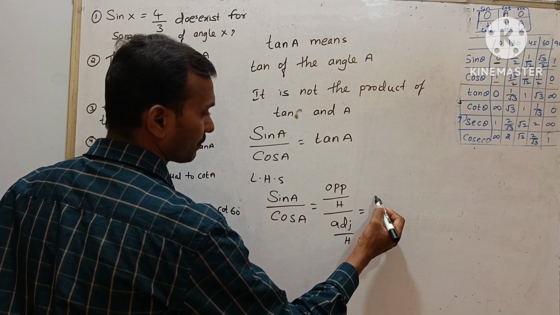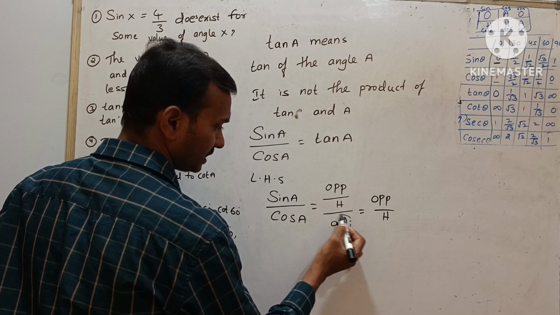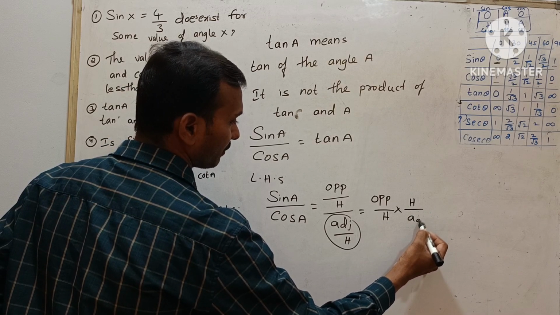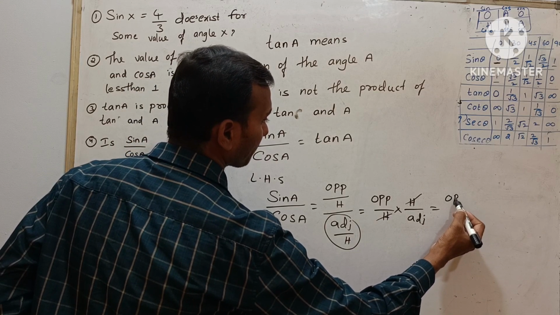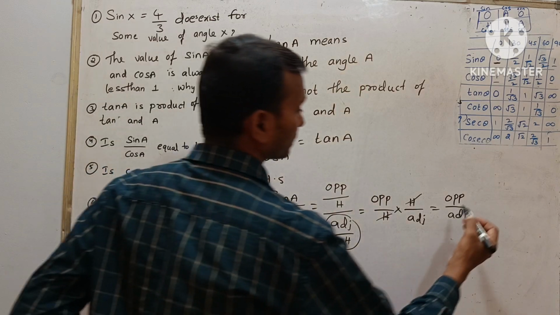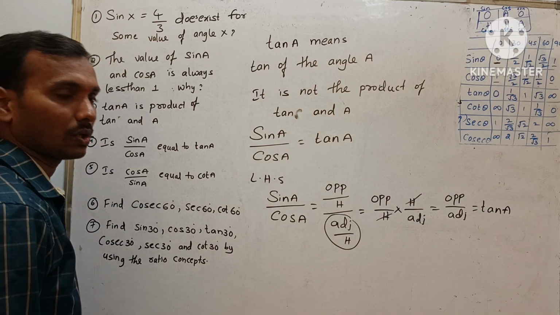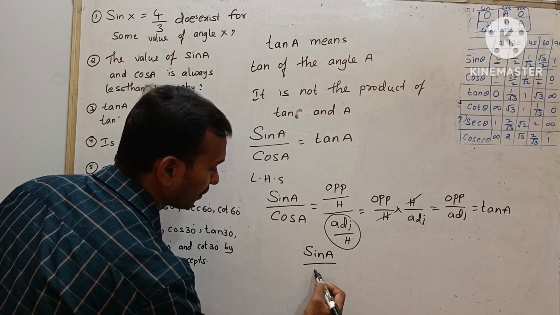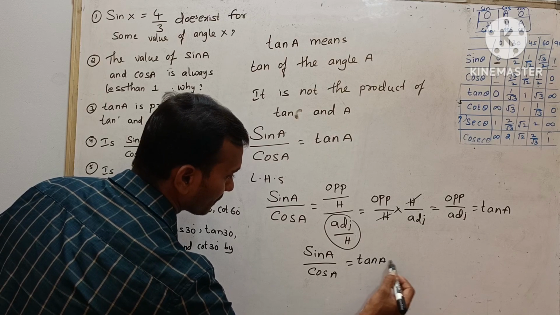So now fraction by fraction, whenever the denominator fraction is going to numerator, we have to take the reciprocal of it. So we should write in reverse. So hypotenuse cancel. Finally, we are left with opposite by adjacent. Opposite by adjacent is nothing but tan A. Sin A by cos A is equal to tan A. Hence proved.